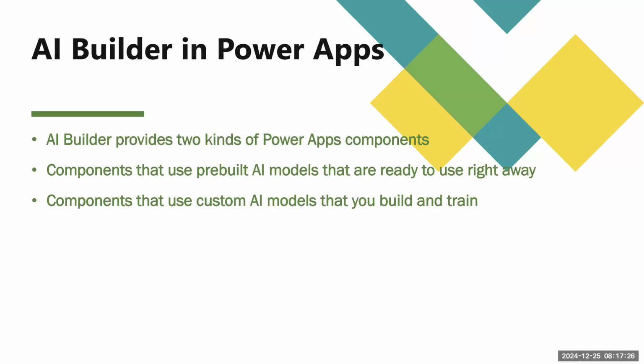And when it comes to the custom AI models, you have two models. One is form processor, another one is object detector. The form processor is nothing but, when you upload a photo or a text, it will try to extract the text contents based on your trained AI model. However you trained it, it works based on the trained AI model.